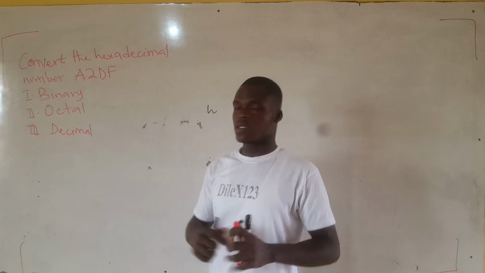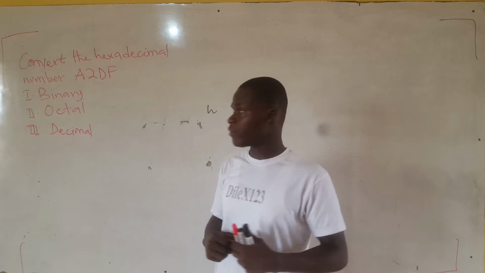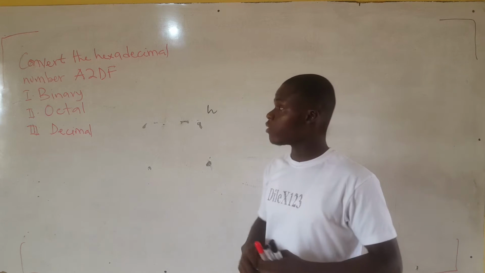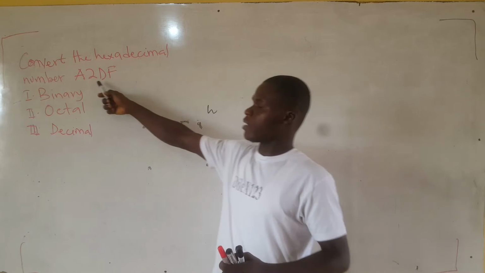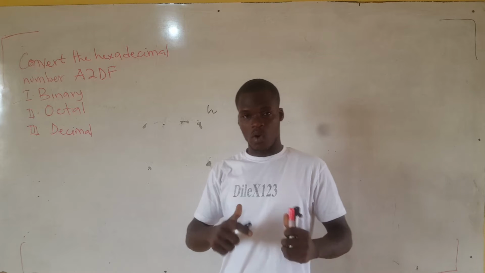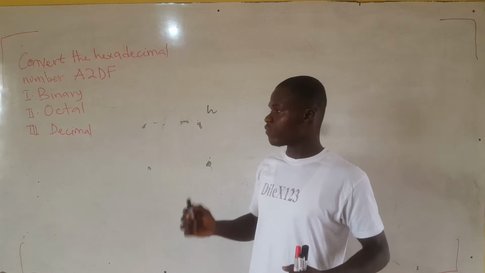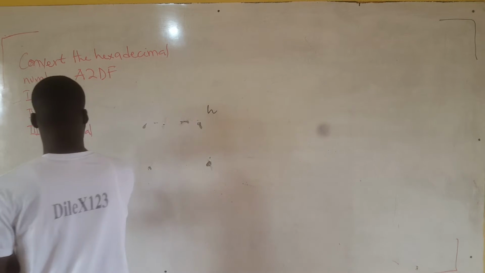Today we have a question on hexadecimal, octal, binary, and decimal. Convert the hexadecimal number A2DF to binary. After that, we convert it to octal, and after that, we convert it to decimal. So how do we go about that? Let's quickly begin.